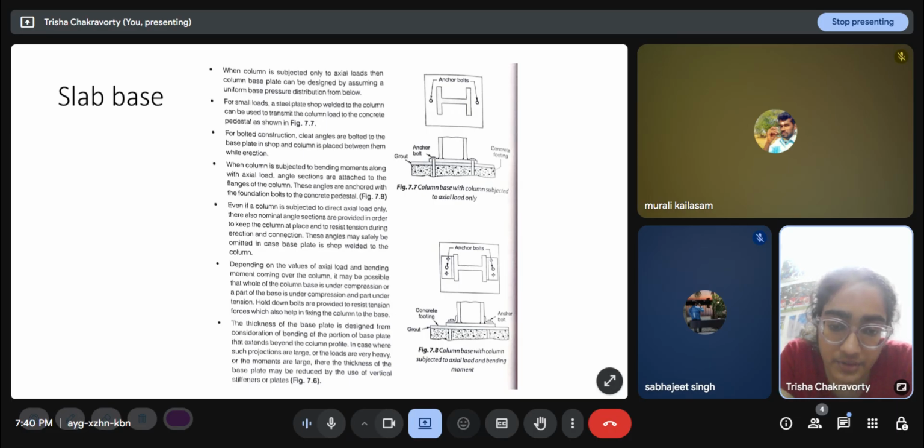In case such projections are large, or the loads are very heavy, or the moments are large, the thickness of the base plate may be reduced by using vertical stiffeners. The thickness will also have a serviceability limit, because if the column base becomes very thick, then there might be a problem with foundation placement, because the foundation also has to be placed at a certain depth.